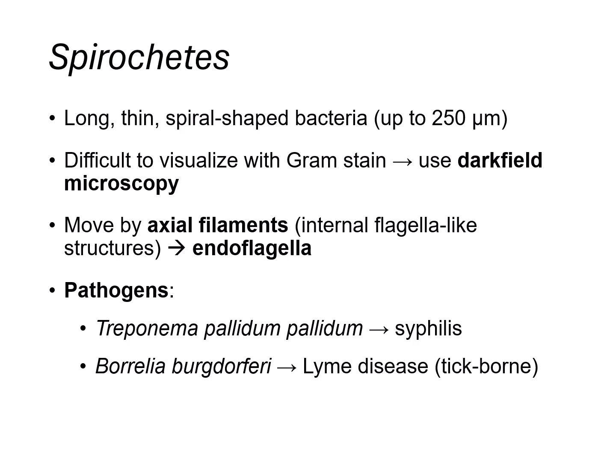Spirochetes are long, thin, spiral-shaped bacteria, and they're so thin that they're hard to see with a gram stain, so we actually use dark field microscopy usually to visualize spirochetes. Spirochetes have a really interesting structure that is flagella-like, but what you actually have for spirochetes are endoflagella.